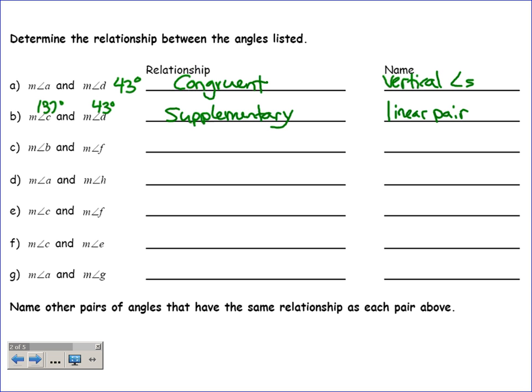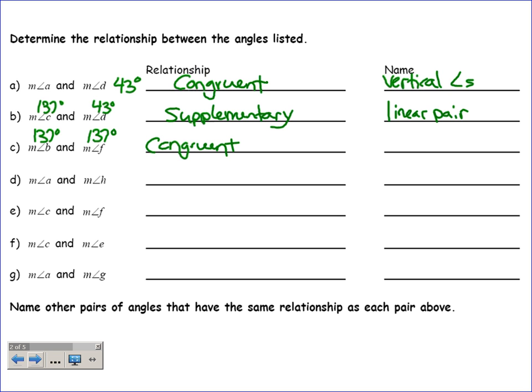B and F. How big's B? 137. Guys, pay attention. I'm almost done teaching. How big's F? 137. Okay, those are congruent. And look how they're sort of at the same position, right? One's in the upper right and the other one's in the upper right of the lower section. There's one quadrant up top, there's one quadrant on the bottom, and they're both in the upper right.